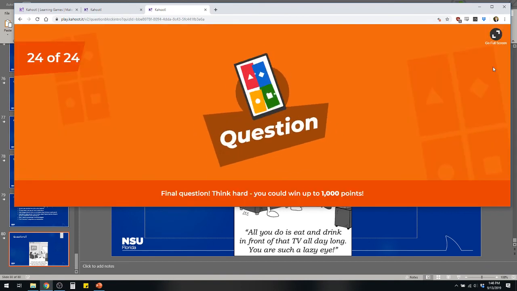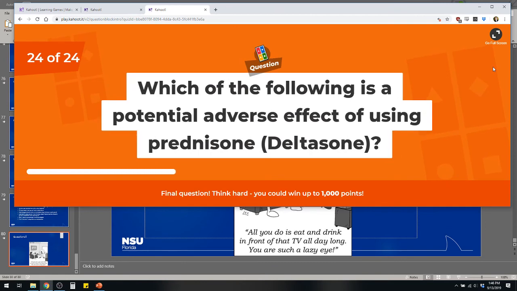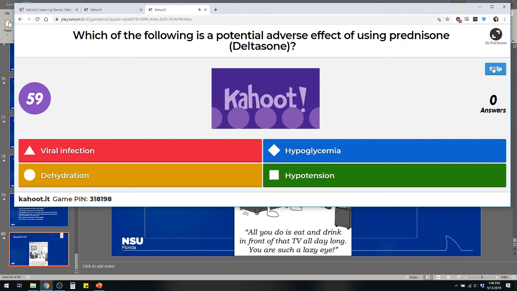Okay. The last question, which of the following is a potential adverse effect of using prednisone? Could we see viral infection, hypoglycemia, dehydration, or hypotension? Side effect of prednisone. Ask yourself, what kind of drug is that even?